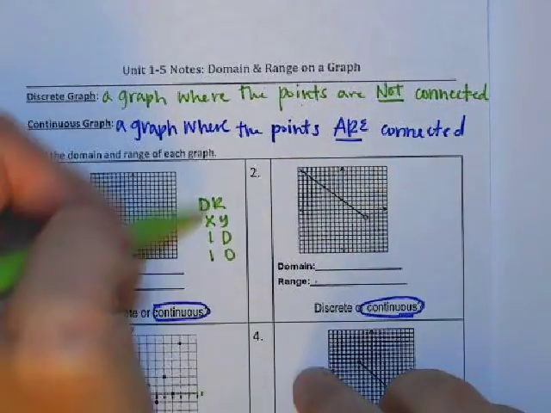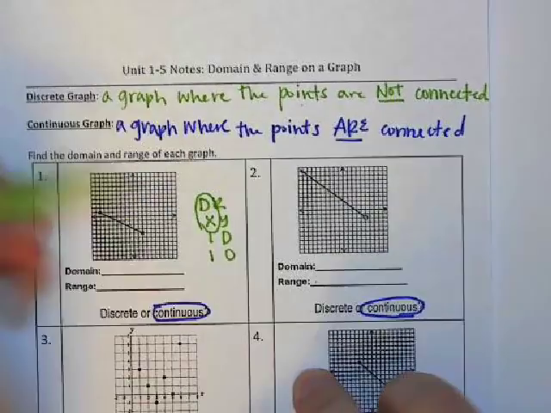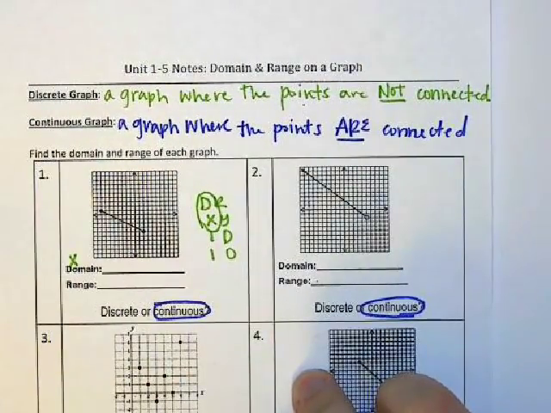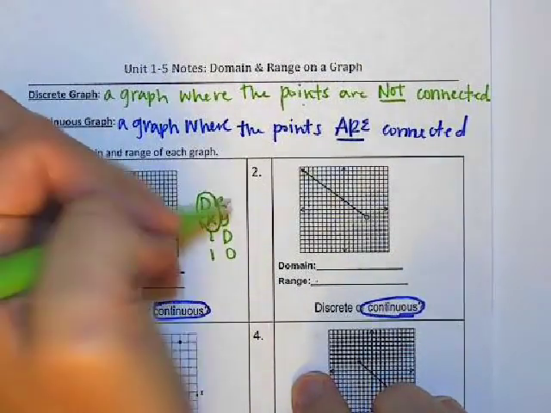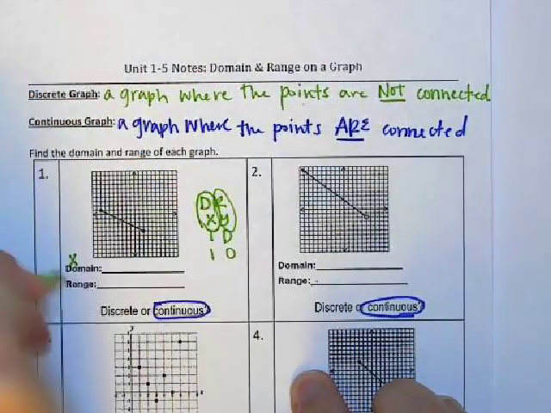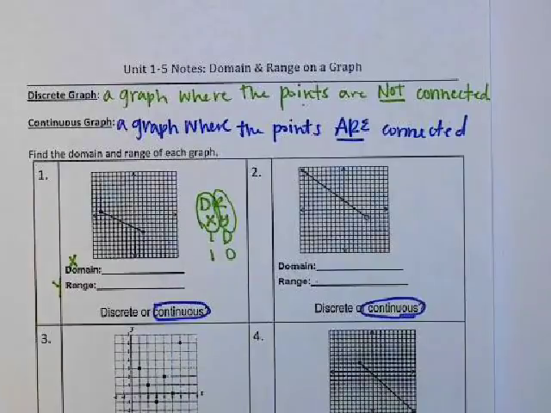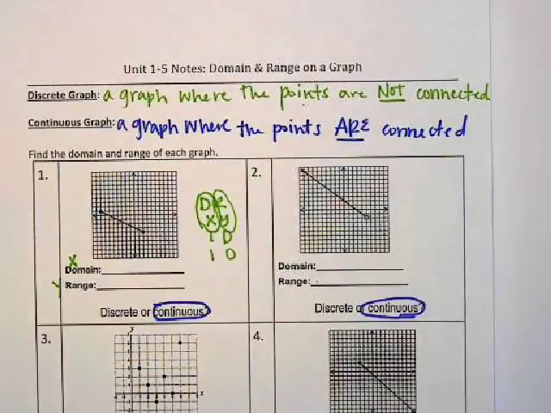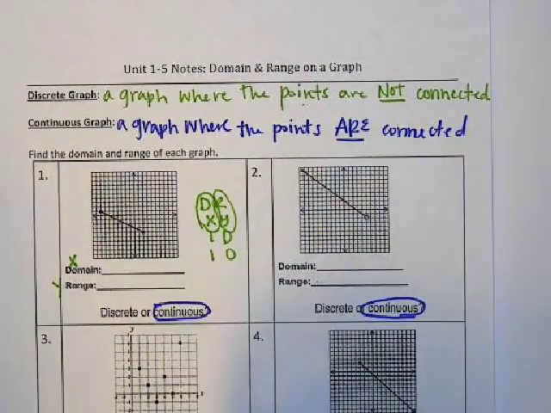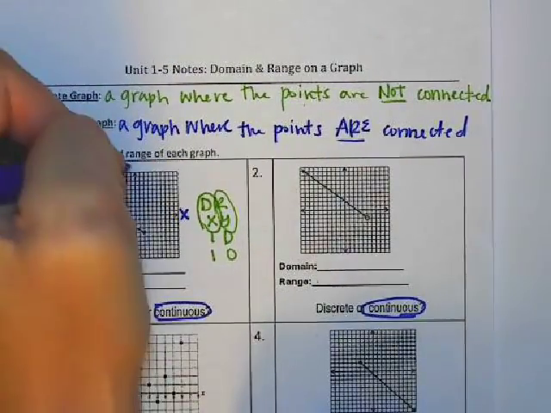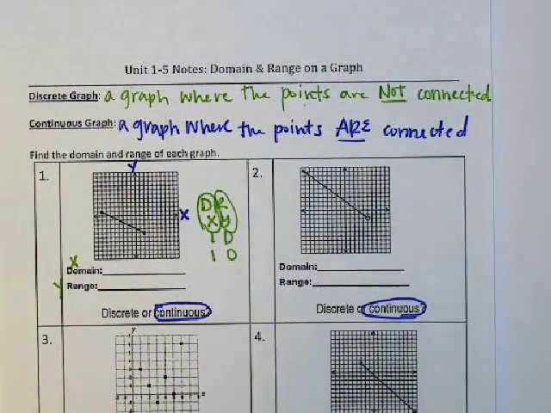I write it on here so I can know that domain is my x's, and I write it on here so I know that range is my y's. I write it to help me remember domain is x and range is y. That's why I write it. Now, we have a graph here. Anytime we have a graph, we need to label our x and y axis. So go do that.